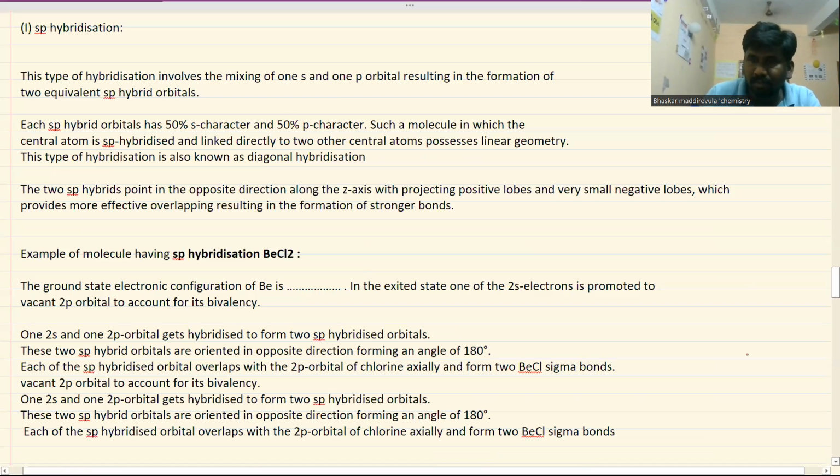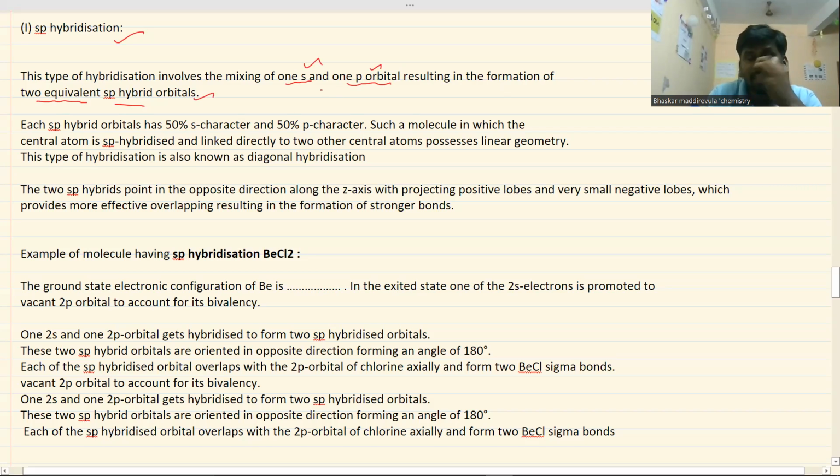How do we get it? We'll see one way. Now we'll see sp hybridization. This type of hybridization involves the mixing of one s orbital and one p orbital. If one s orbital and one p orbital intermix, we will get two equivalent sp hybrid orbitals.